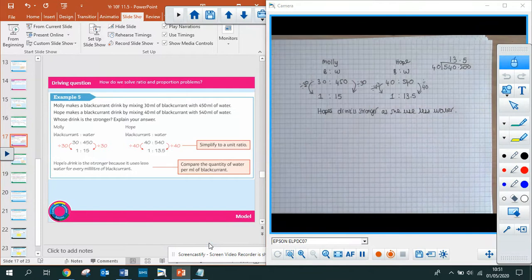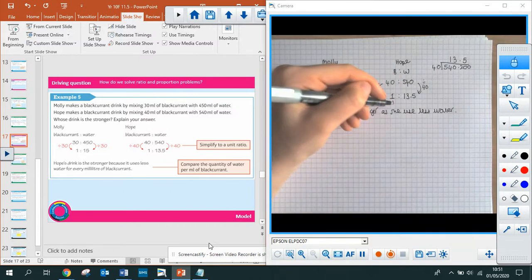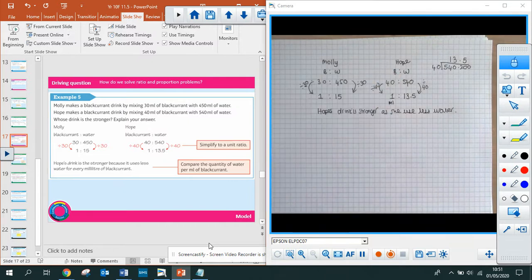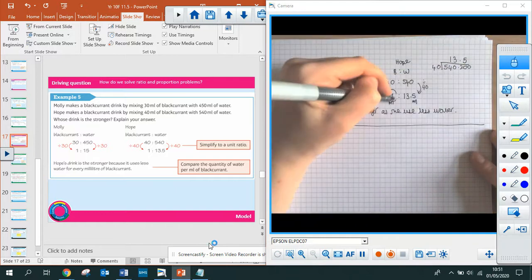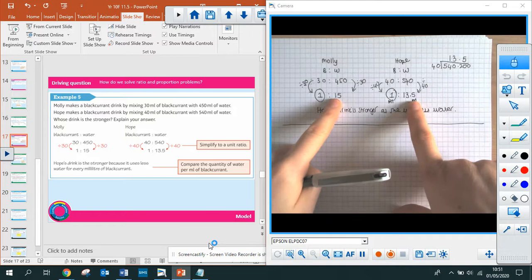Okay, or as I've said there, Hope's drink is stronger because it uses less water for every milliliter of blackcurrant. Okay, yeah, because that's in milliliters. So every 1 milliliter of blackcurrant, she's putting 13.5 milliliters of water, and for Molly, it's 1 milliliter to 15 milliliters of water. Okay, so hopefully that made sense as more of a comparison, and it shows you why we use unit ratio, because then one thing is constant and we can compare the other variable.